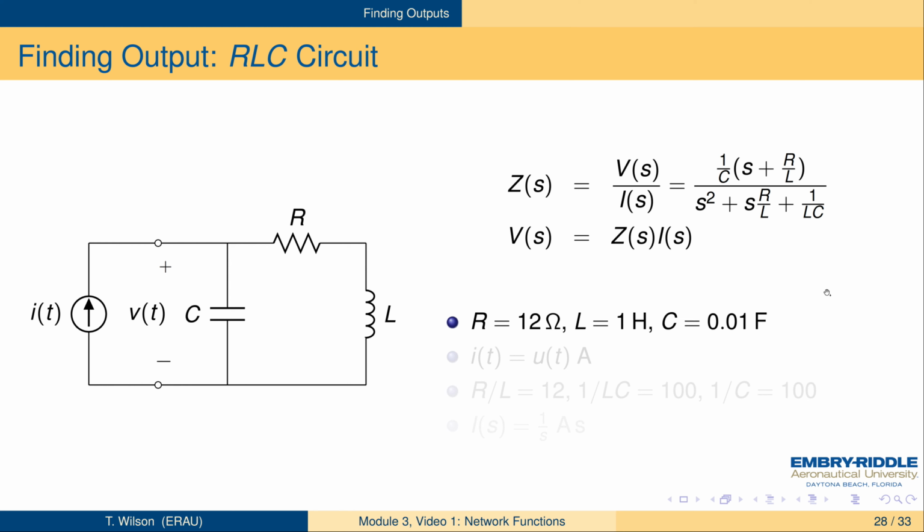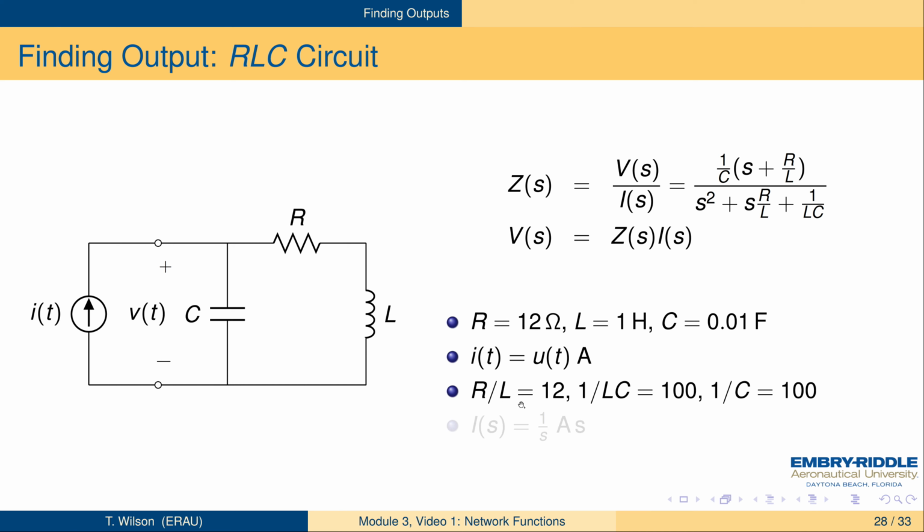Let's use these parameters we've had previously, 12 ohms for the resistor, 1 Henry for the inductor, and 0.01 farads for the capacitor. And let's look at the unit step response of this circuit. Just put a unit step of current, turns on at t equals 0 and stays 1 amps forever.